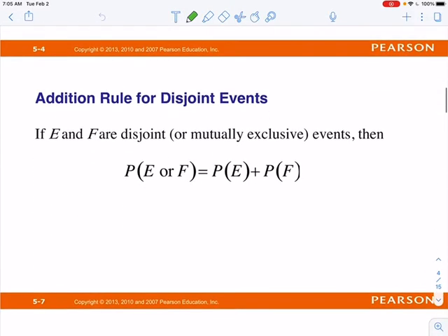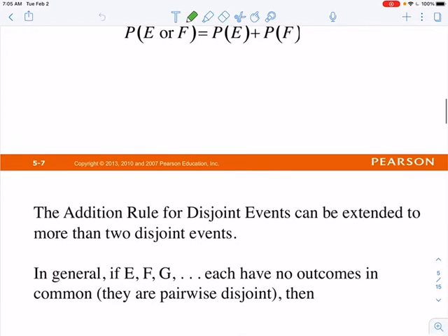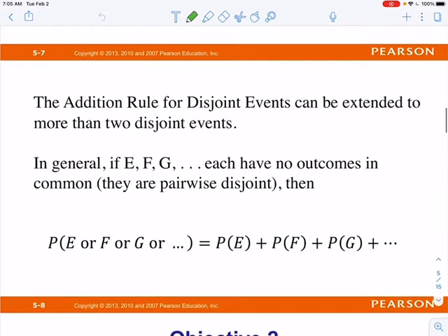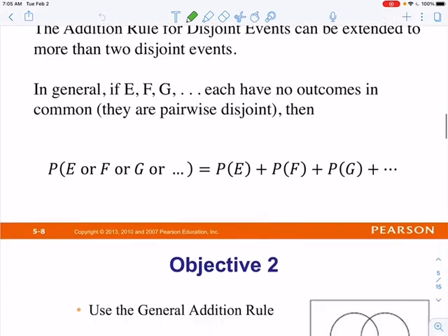Any time that you have mutually exclusive events, you're going to add the two probabilities together. So the probability of event E or F is going to be the probability of E plus the probability of F. We also took that one step further and said you didn't have to have just two events. You could have more than two events, and as long as all those events were disjoint, you just keep adding all the probabilities together. There is no limit on how many probabilities you can add together here.